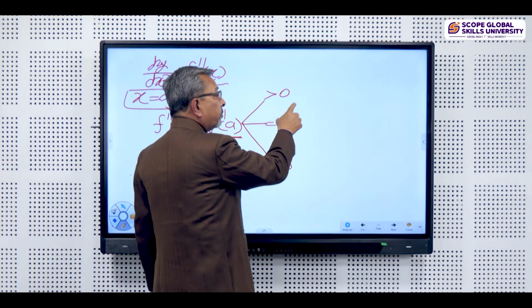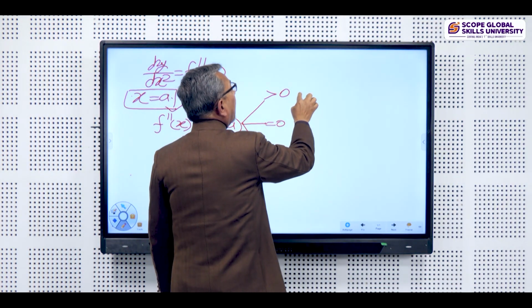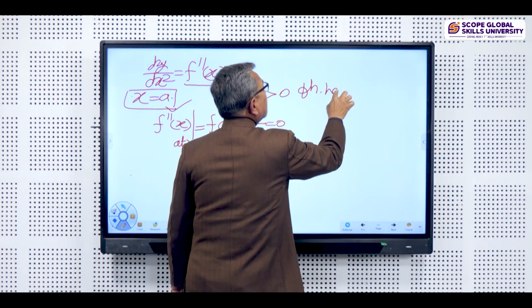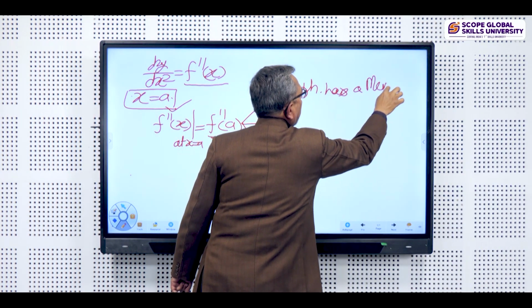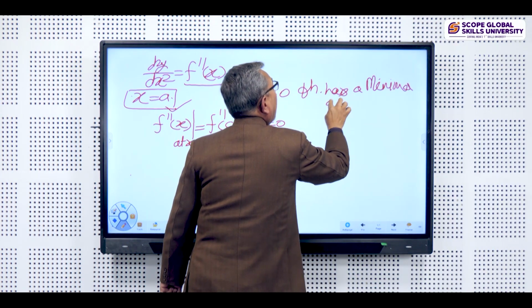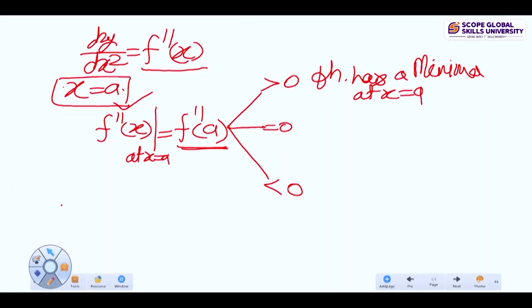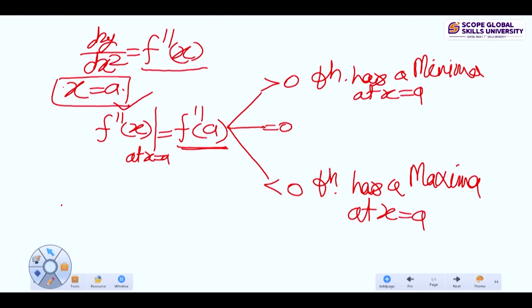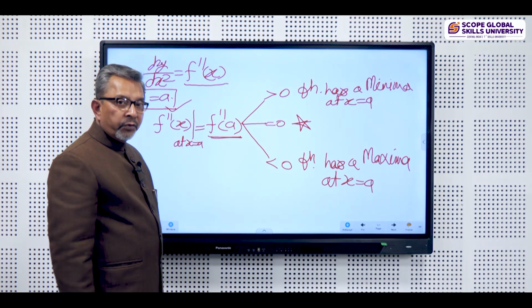If this value of the second derivative is greater than 0, we conclude that the function has a minima at x is equal to a. And if this value is negative or less than 0, then we conclude that the function has a maxima at that point x is equal to a. But if this value is equal to 0, then it is necessary to apply further investigation.